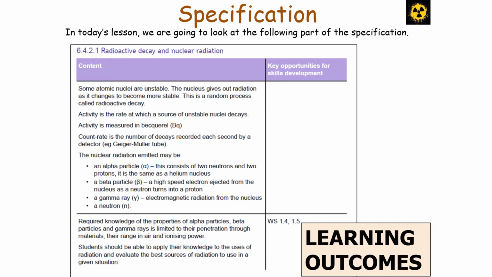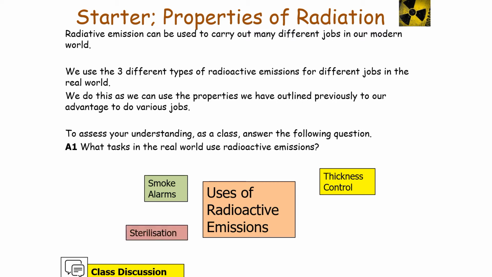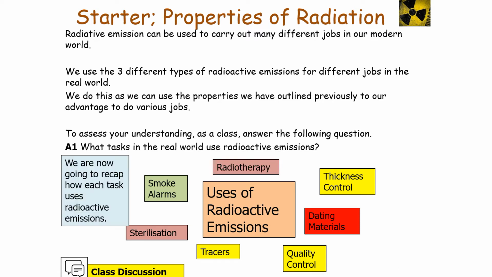In particular, the area that says students should be able to apply their knowledge to the use of radiation and evaluate the best sources of radiation to use in a given situation. Now, radioactive emissions can be used to carry out many different jobs in our modern world. These include smoke alarms, thickness control, sterilisation, dating of materials, tracers, quality control and radiotherapy. What we're going to do is recap how each use works and how they link into radioactivity.